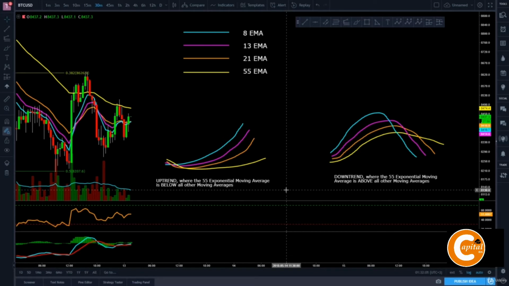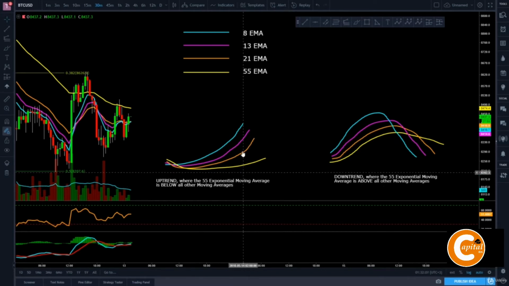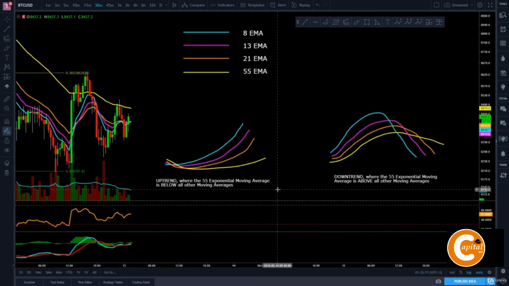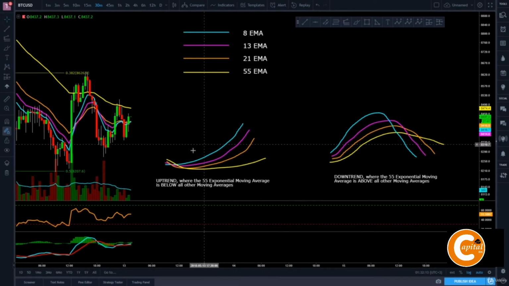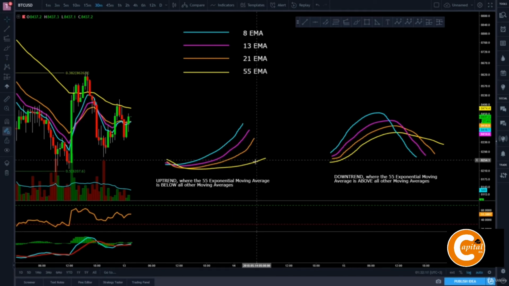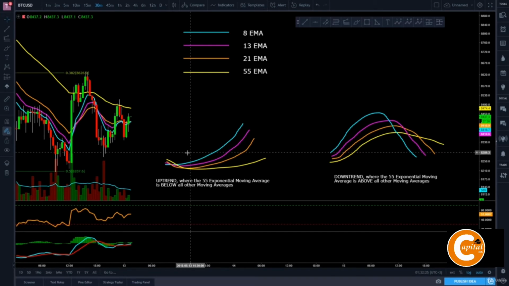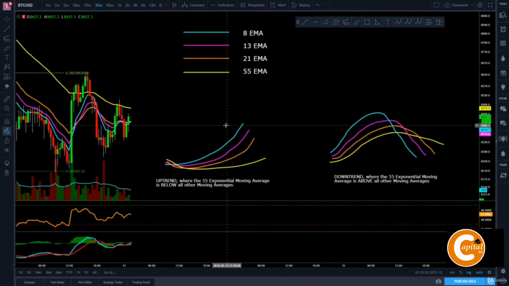So you notice that I have drawn something on the chart, and I want to explain what these drawings mean. This one on the left denotes a bullish uptrend where the 55 moving average right here in yellow is below all other moving averages, and if the candles are hovering above all of these moving averages, that means that all of these moving averages are acting as a support for the candles and price.